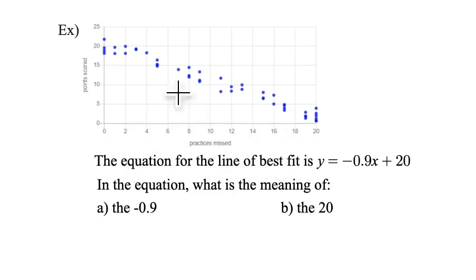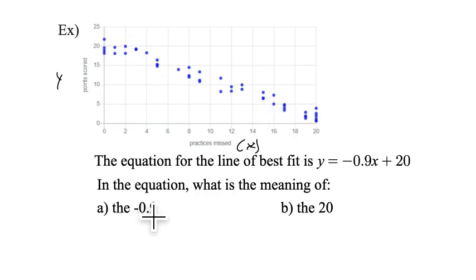All right, the equation of the line of best fit for this scatter plot is y = -0.9x + 20. And we need to explain what this -0.9 represents and what this 20 represents. So let's look at the labels on the axes here. All right, so we have the number of practices missed on the x-axis. And on the y-axis, we have the points scored. And we notice these points are trending down. So in other words, this is showing that the more practices we miss, we tend to score fewer points.